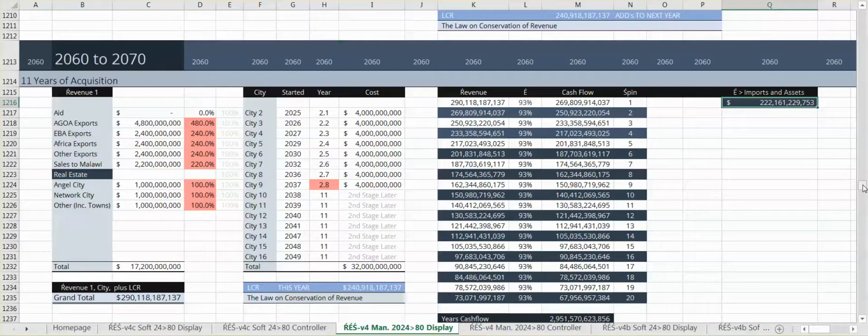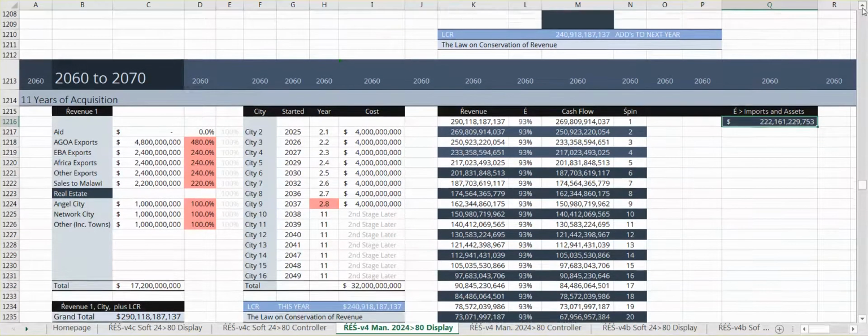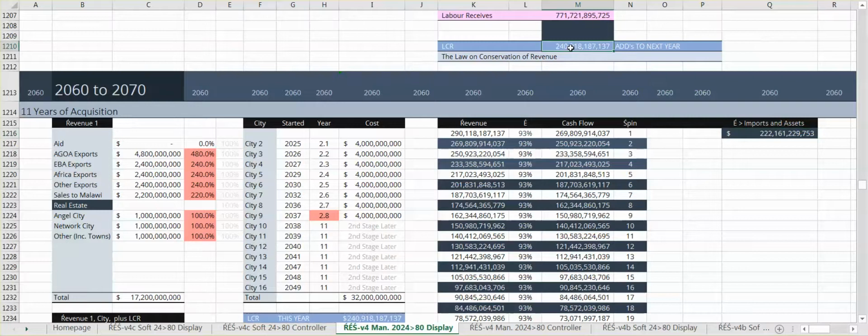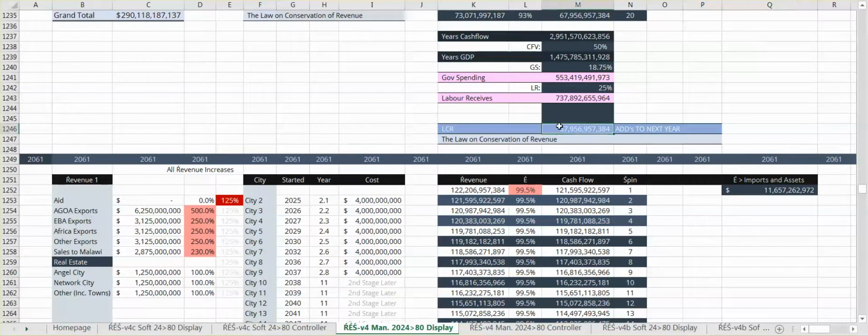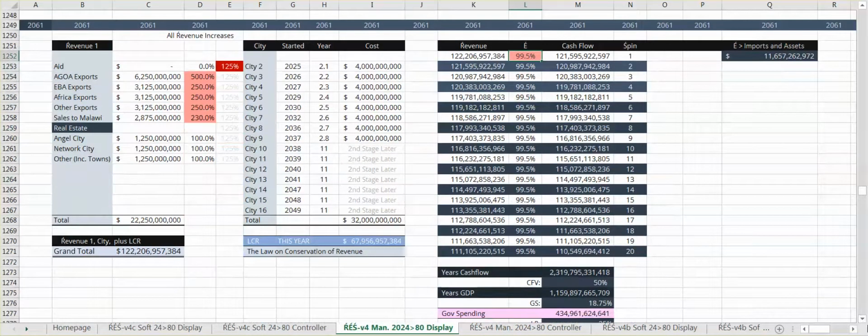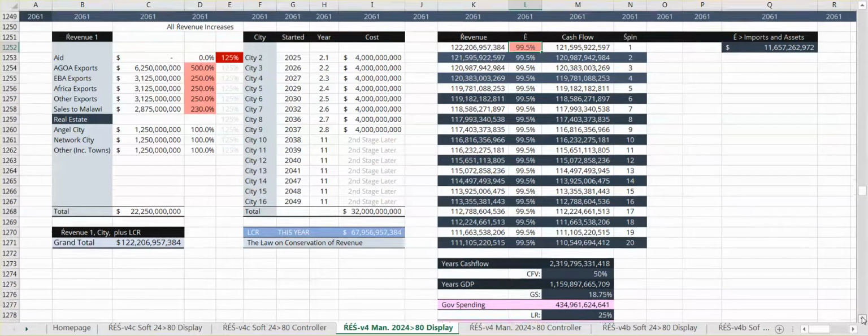And let's just see what things to look for. This was what our reserve was. This was the law of conservation of revenue. This was the revenue that gets spun every year, 240 billion. And you can see how that gets spun. Now, as soon as we lose this money here, that figure goes way down to 67. Okay, so I've ratcheted up 99.5 E, spin 20, to make that money up.